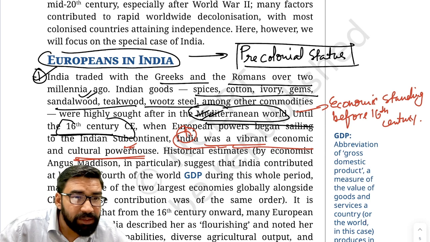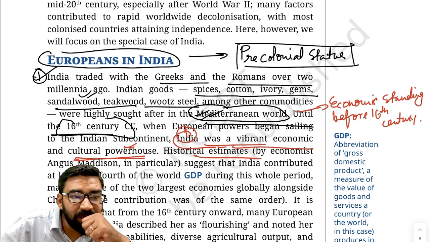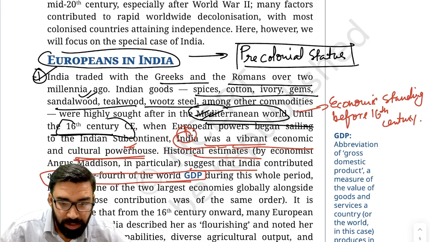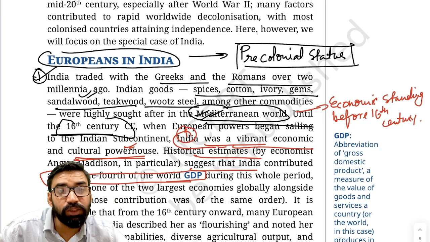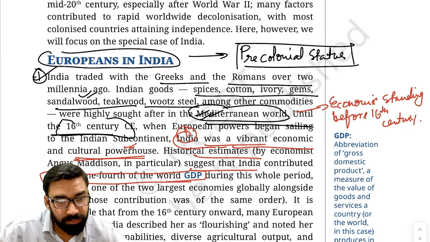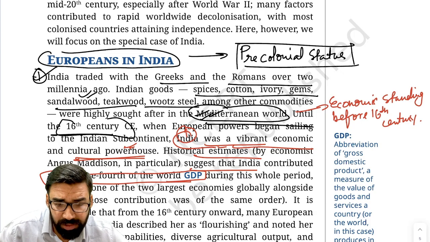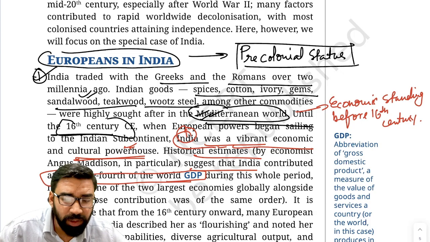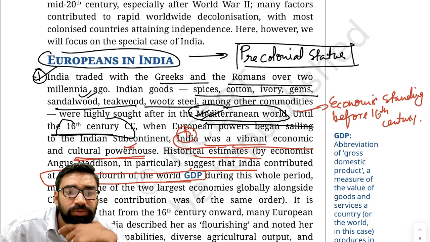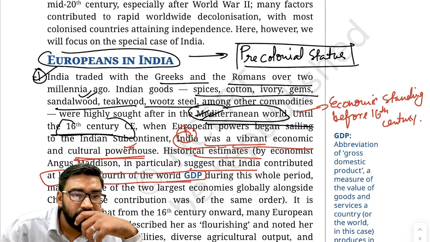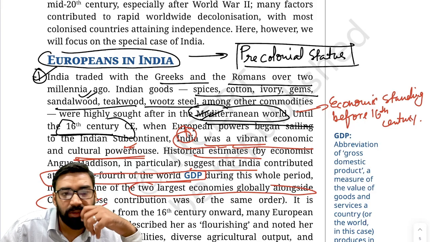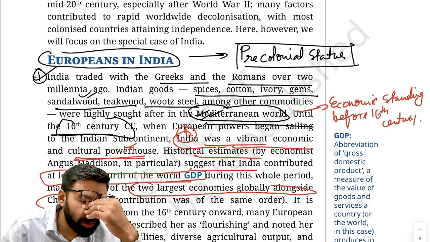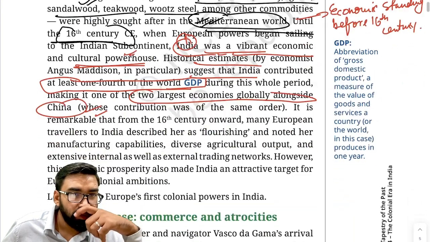And the second important thing, India's estimated GDP was at least one fourth of the world. Remember this thing. India's GDP was at least one fourth of the GDP of the world. These things are very important that we need to understand. One fourth of the world during this whole period. Clear? And the two largest economies globally, including China, whose contribution was also in the same order.